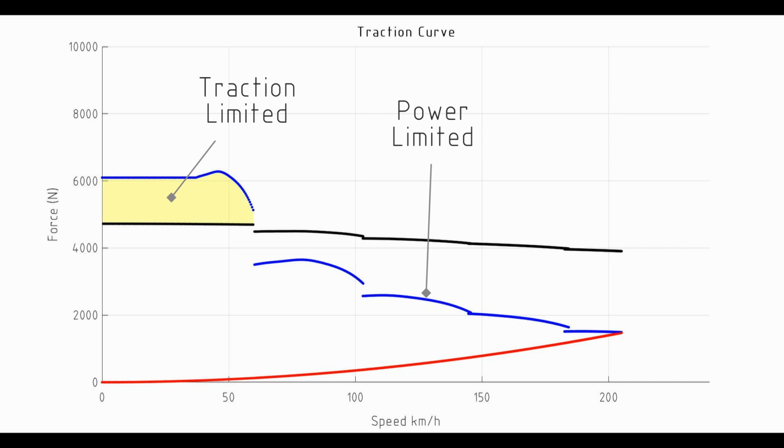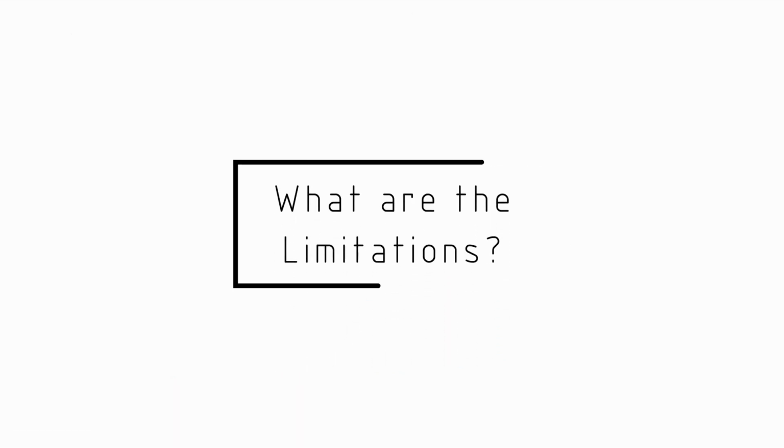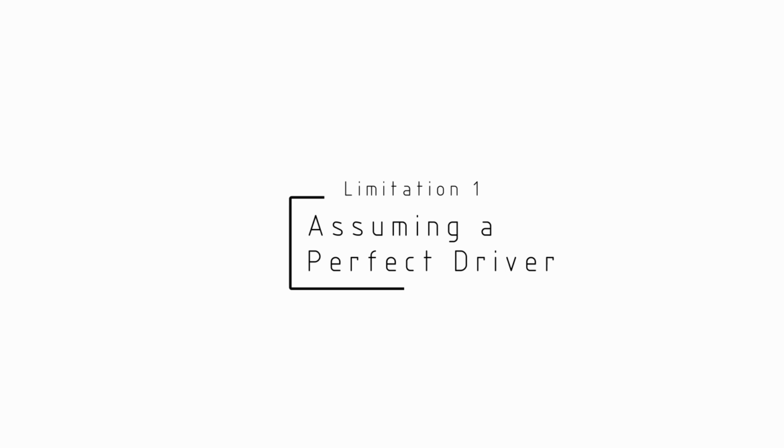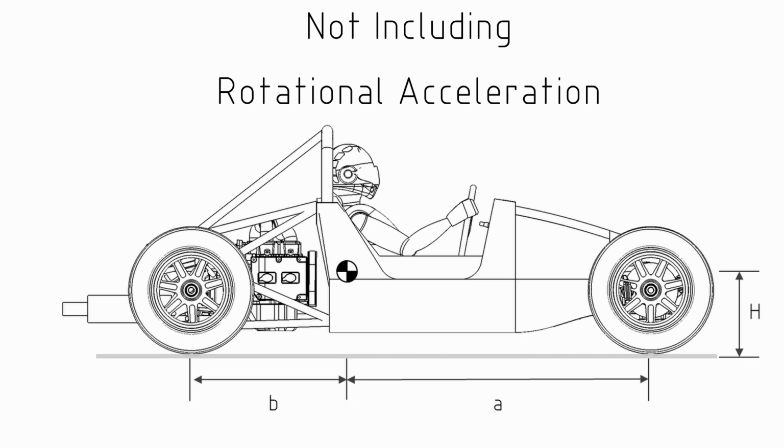Now, before going on and making any design decisions using these simulations, it's worth considering some of the limitations that we've introduced with this method. The first is that we're assuming a perfect driver. So perfect use of clutch, perfect use of throttle. We're also not including the angular acceleration of the rotating masses, such as the wheels and tyres. Although in practice, this rotational mass can be included in a model like this just by applying a factor to the vehicle mass.